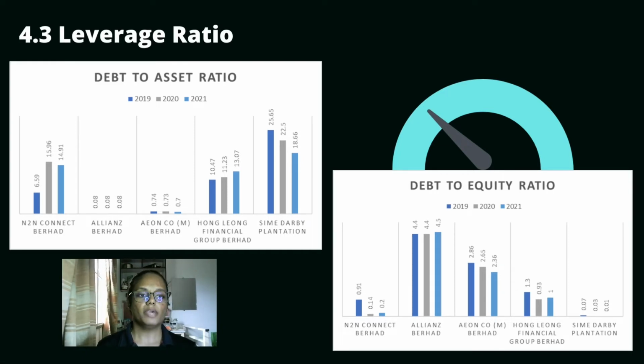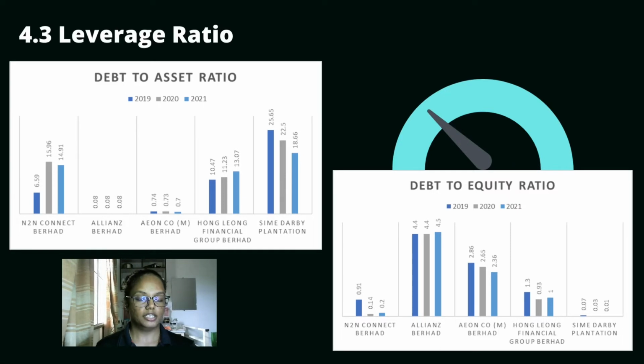We may infer that Aeon Company Berhad has the lowest ratio when compared to other firms based on the justification provided above. This shows that the corporation is less dangerous the lower its debt to asset ratio. So, speaking about debt to equity ratio right now, Sam Dhabi Plantation compared to other corporations has the lowest debt to equity ratio from 2019 to 2021 as seen in the graph above. A decent debt to equity ratio is often less than 1.0.